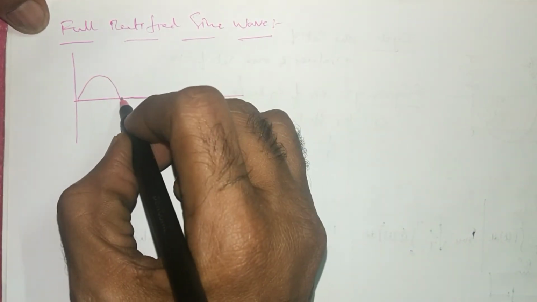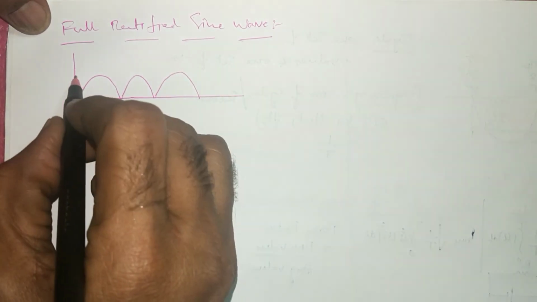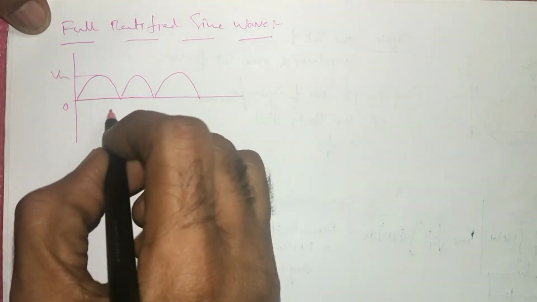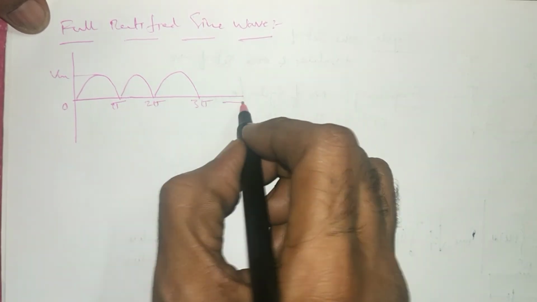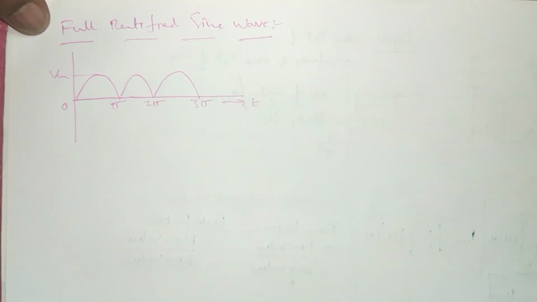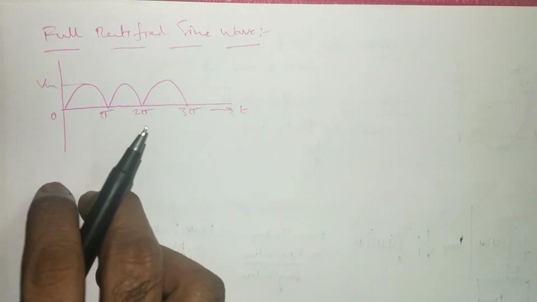This is how it looks. Let us say this is Vm, and this is pi, 2 pi and 3 pi. Consider this as time. First of all, we have to find out the average value and RMS value for this waveform in order to find out the form factor and peak factor.